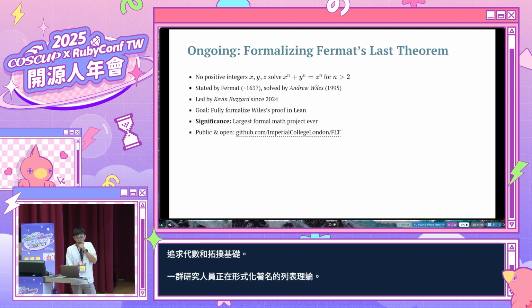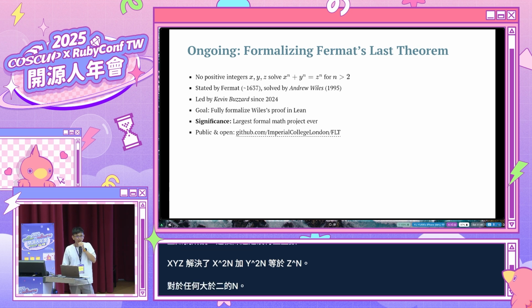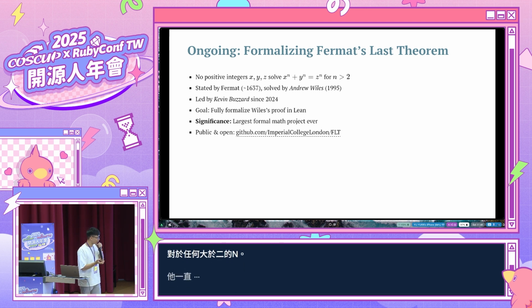So just like I said, the statement is that there are no positive integers x, y, z that solve x^n + y^n = z^n for any n greater than 2. It was stated by Fermat, who said this is correct and that he had already proved it, but there was no sufficient space to write it down.